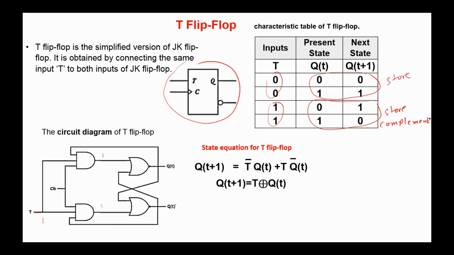The state equation for the T flip-flop is: Q of T plus 1 equals not T, Q of T, or T, not Q of T, or Q of T plus 1 equals T exclusive or Q of T.